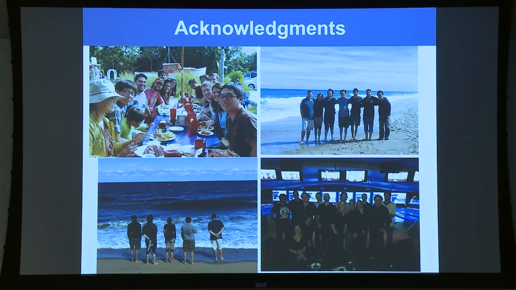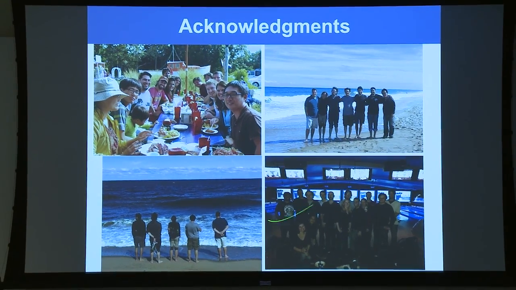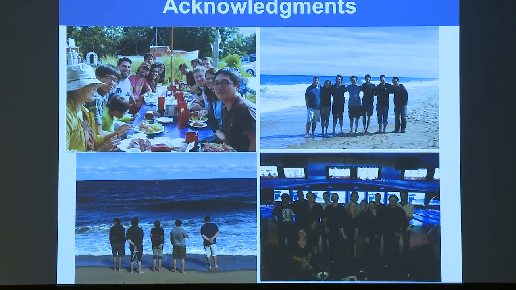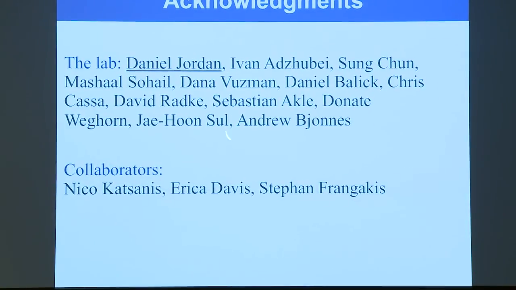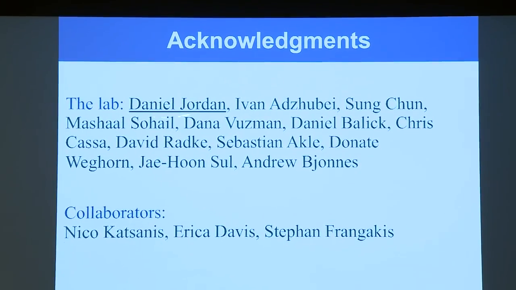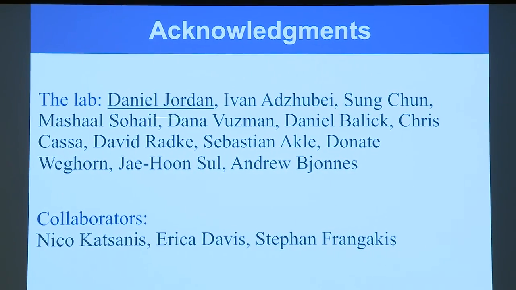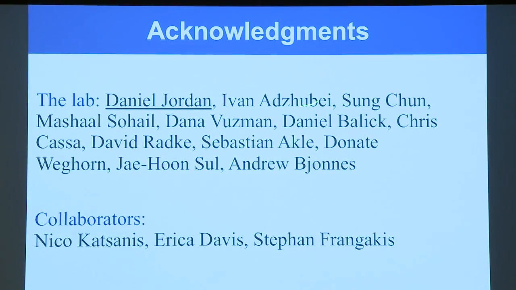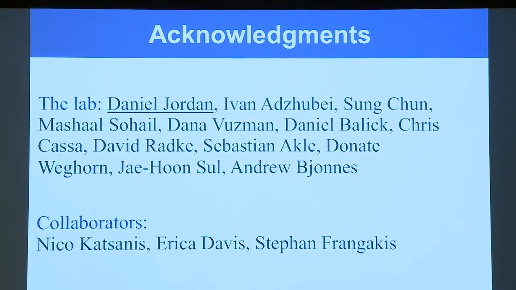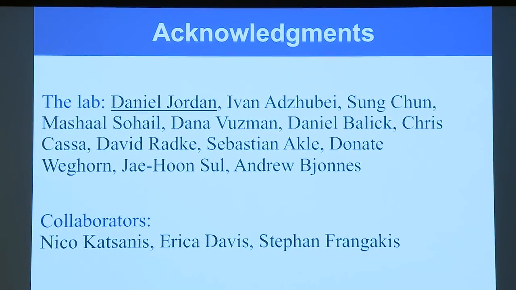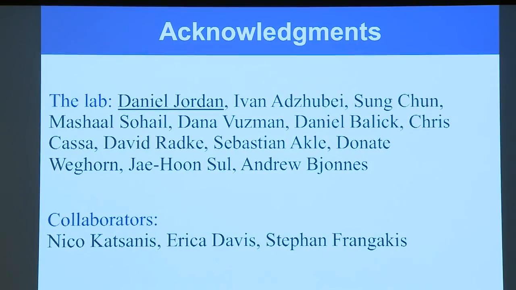I think I'm out of time. So for the original part of the talk, this is how great my lab is in general and how we carefully think about the projects. The original part of the work was mostly work by Daniel Jordan, a PhD student in the lab, with help of Ivan Adzhubey and others, and our collaborators at Duke are Nicholas Katsanis, Erica Davis, and Stefan Frangakis. Well, thank you very much.